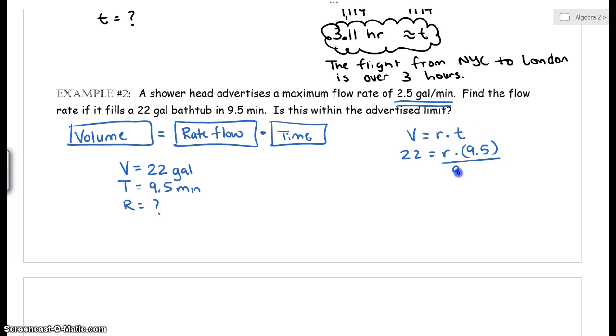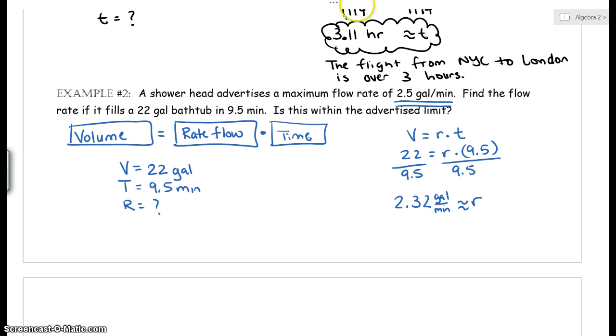Alright, so if we divide both sides by 9.5, then we're going to get the approximation for our rate. And if I am correct, this is 2.32, let's say, gallons a minute. Now, that's the rate, but the question didn't ask what is the rate. The question asked, is this within the advertised limit? The advertised limit is 2.5 gallons a minute maximum, which means anything above that will more likely break the shower head. So this is definitely less. So yeah, we're doing okay. We are definitely using this within the advertised limit, which means our shower head should be okay to use.